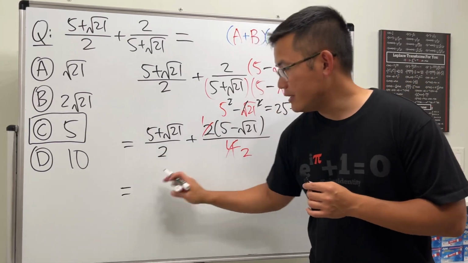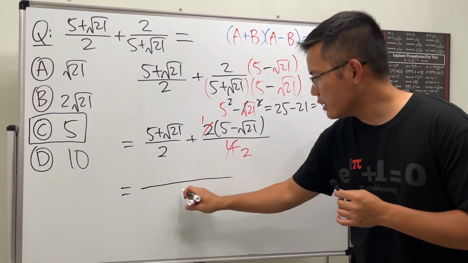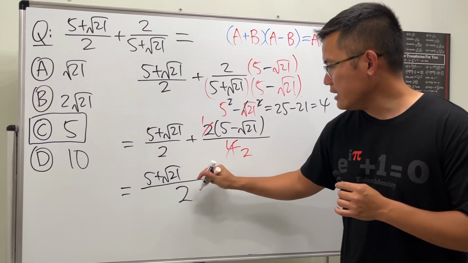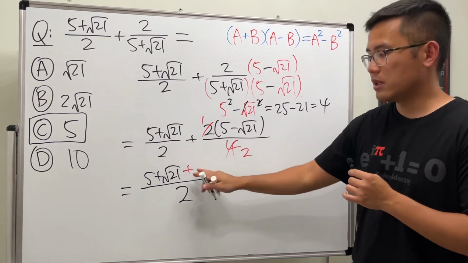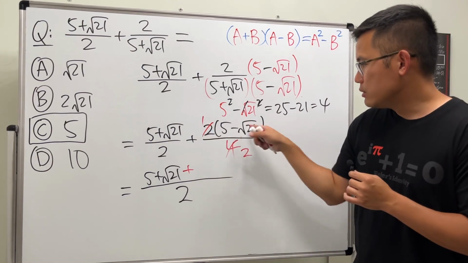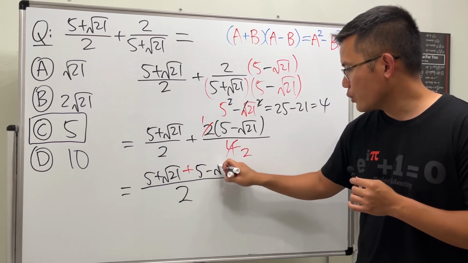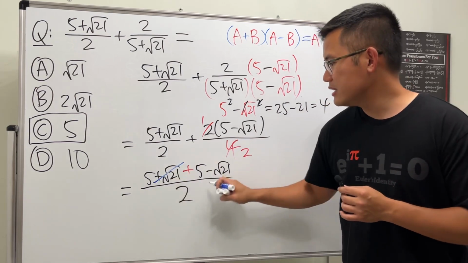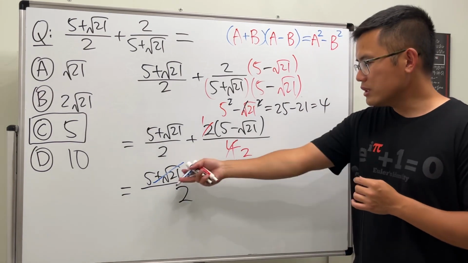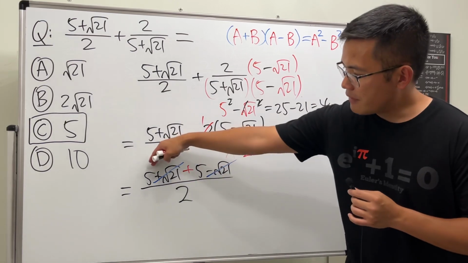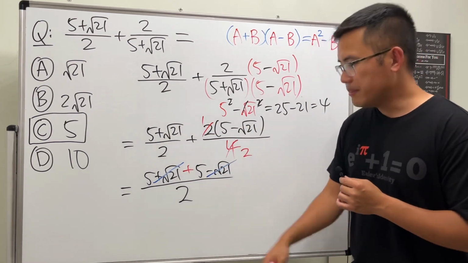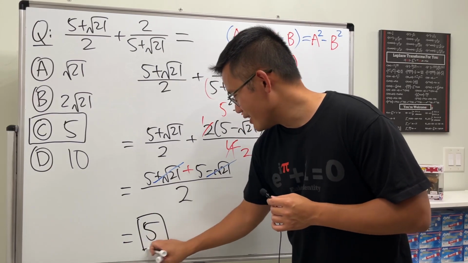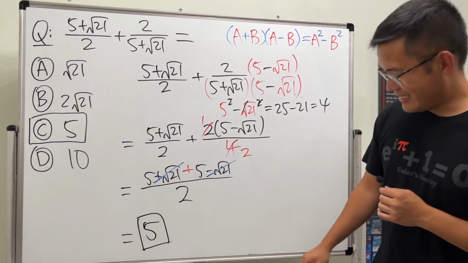Now they have the same denominator too, so we can put them together. This is 5 plus square root of 21, and then we add. So we don't need to put parentheses because it's just add. This, which is 5 minus square root of 21. You see? Very nice, because this and that cancel, right? One's positive, the other one's negative. And then 5 plus 5 is 10. Divided by 2, it's 5. Oh no, we just get 5. So cool, huh? Yeah, that's it.